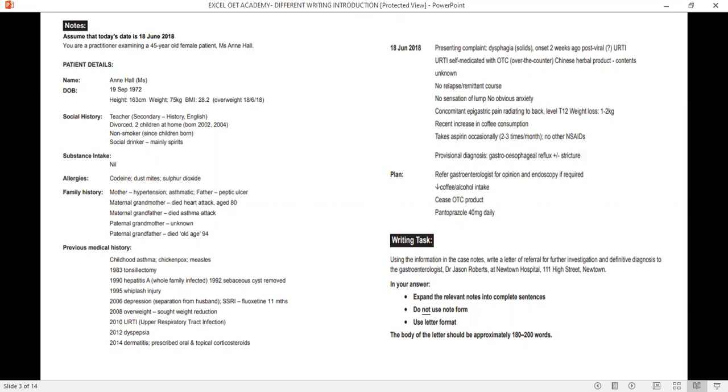So please don't be swept off your feet. If you see in your exam, write a letter, without mentioning the kind of letter you're writing under your writing task, just go back to the plan. What was meant to be done for this patient? Now you can see: refer to gastroenterologist for opinion and endoscopy if required. Do you understand? You just know that you're writing a referral. Always look at your plan. Thank you.